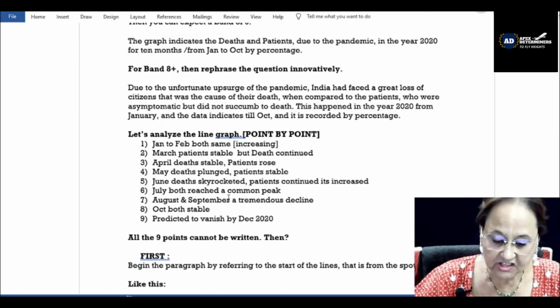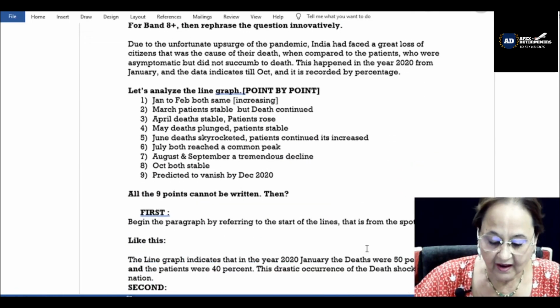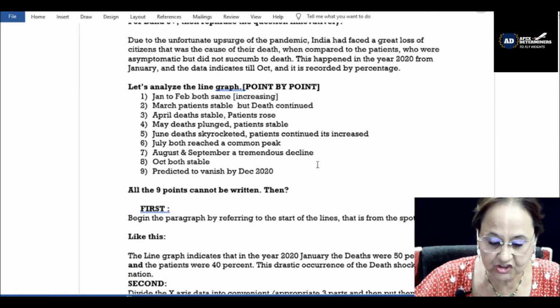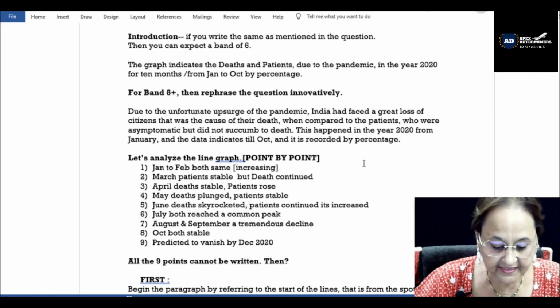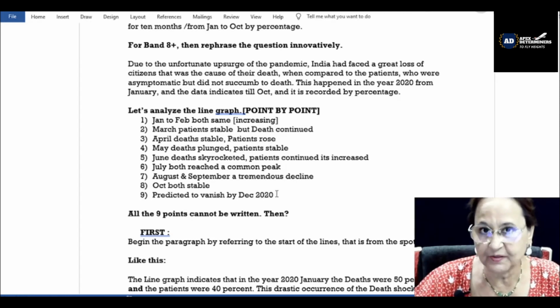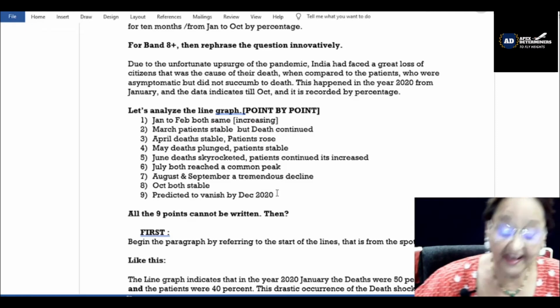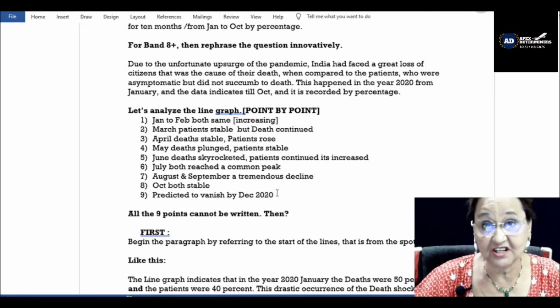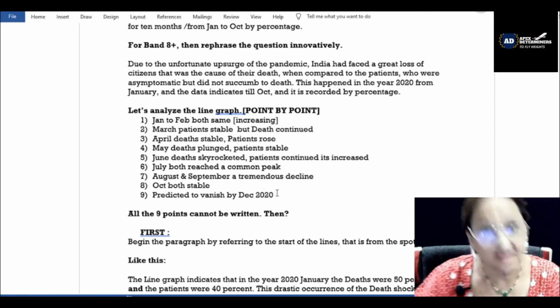And then the next one is August and September, a tremendous decline. Okay, you can see both the lines just plunging beautifully. And then you have October, both stable, as you can see there. And then you have predicted to vanish by December 2020. Now, actually, we should say we anticipated on it vanishing in 2020, but let's hope 2021 will take it along with it.